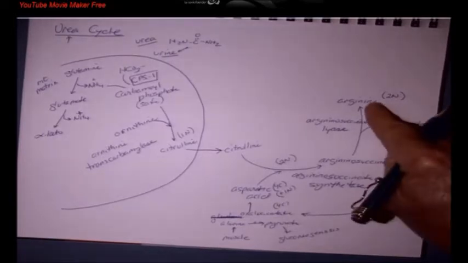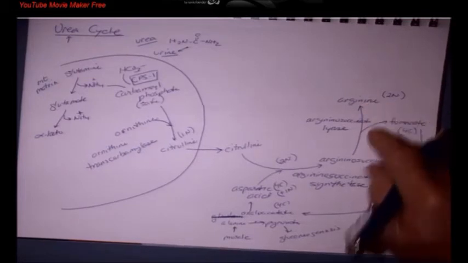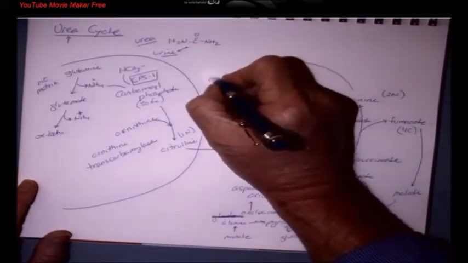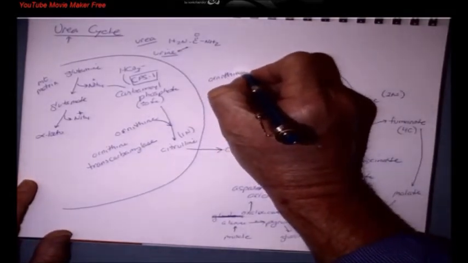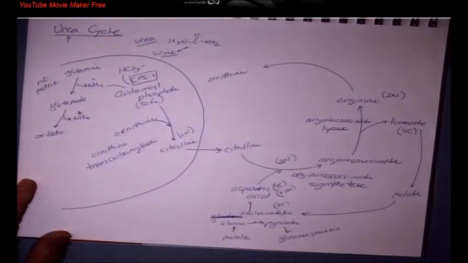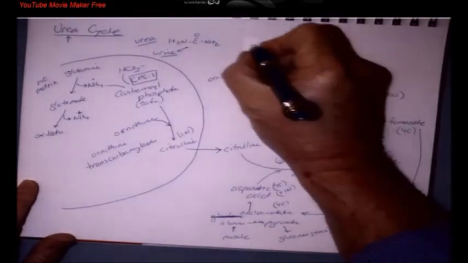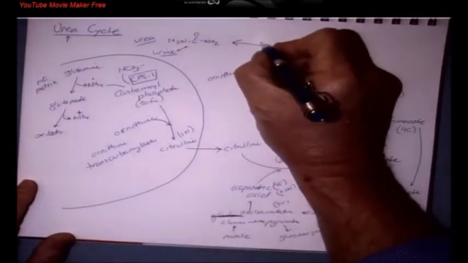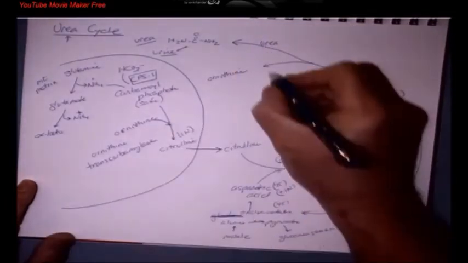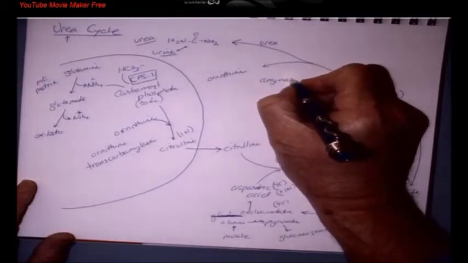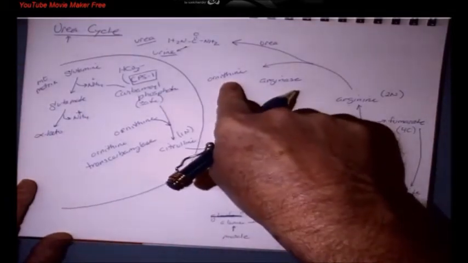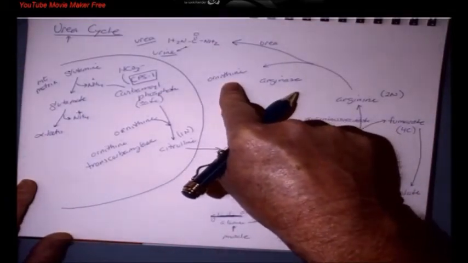Now, once we get to arginine, we're ready to generate our urea. And the way we're going to generate this is that we are going to release that portion of the molecule on arginine that is carrying those 2 nitrogens. And that is this structure right here, urea. So urea is released at this point by the enzyme arginase. And look what we have generated, ornithine. So we're back to the beginning.